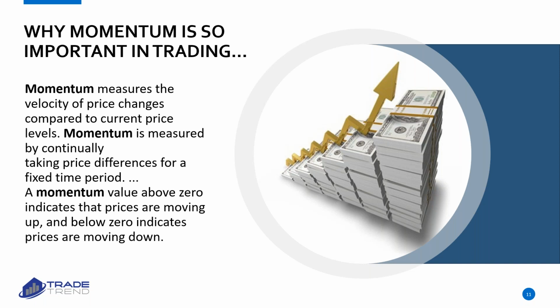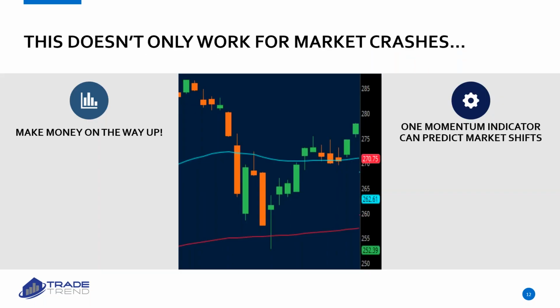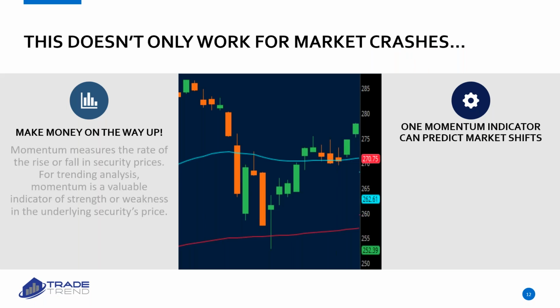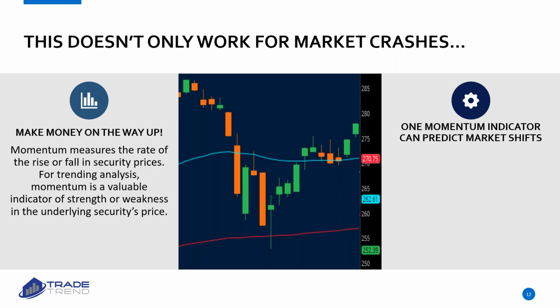So the focus today, of course, is using this information, this one indicator, to predict market sell-offs. But the good news is it doesn't just work for market crashes. It also works for upward trending markets, for bull markets. So you can make money on the way up with it too, because it measures the rate of rise, not just the fall, but the rate and rise of security prices also. And for trending analysis, it's a valuable indicator of strength or weakness in the underlying security's price.